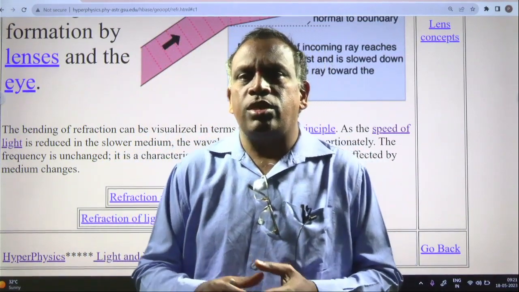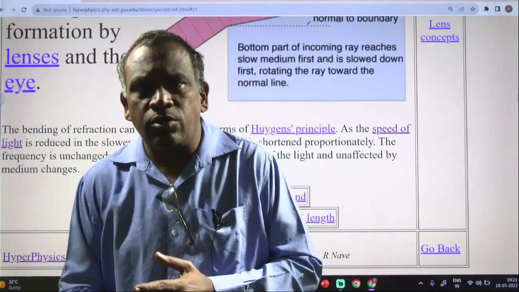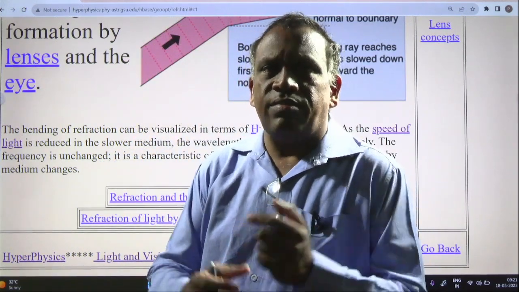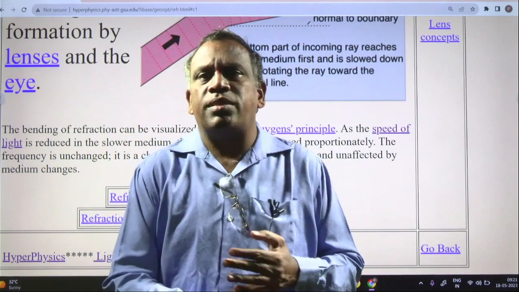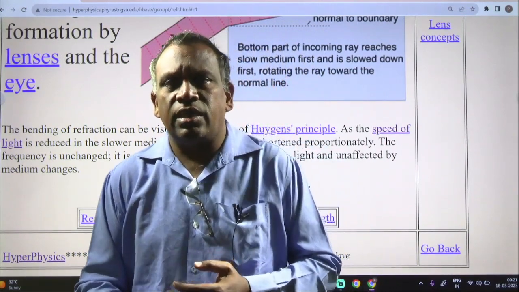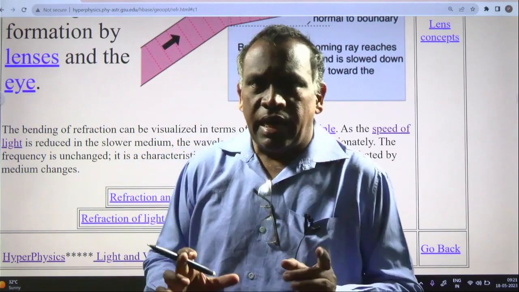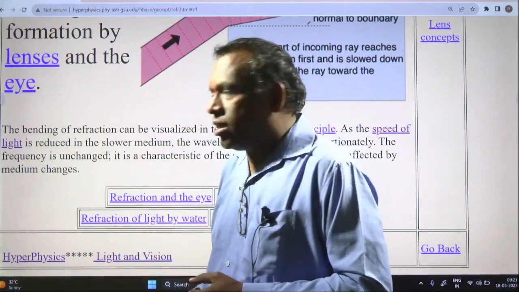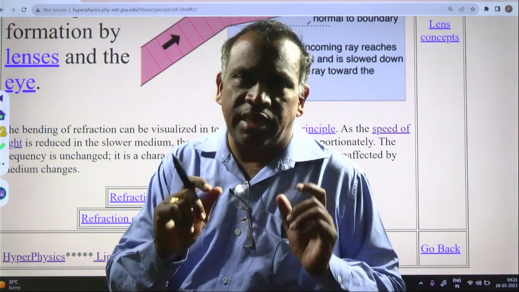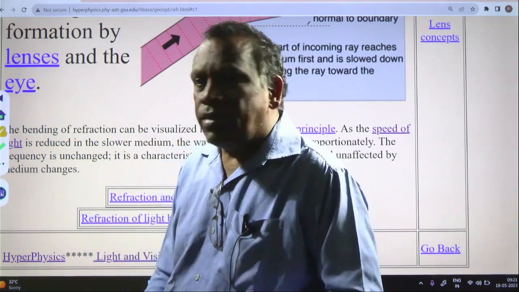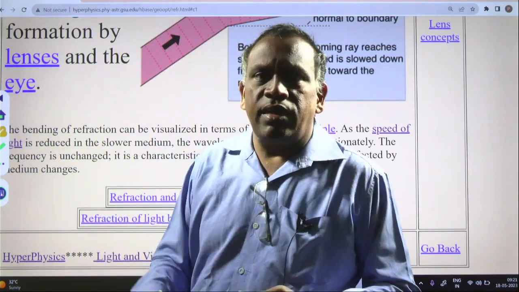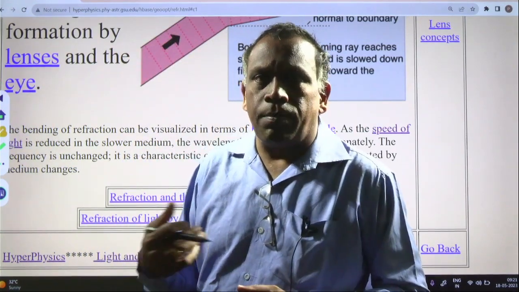The first, Newton's corpuscular theory. What is Newton's corpuscular theory? Sir Isaac Newton in the 17th century developed the corpuscular theory of light. According to his theory, light travels in the form of corpuscles. Corpuscles means small particles, something like cell-like things. So that is corpuscular theory.